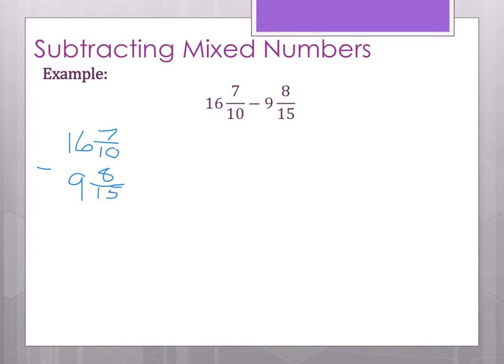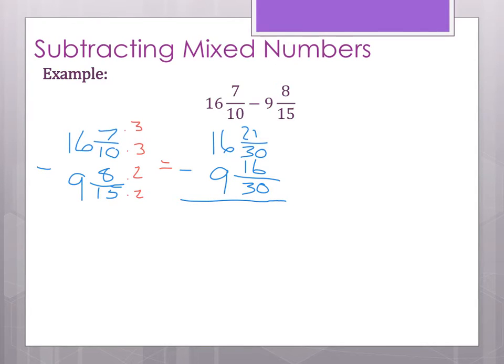The common denominator between 10 and 15 is going to be 30, so I'll multiply 10 by 3 and 7 by 3. And then I'll multiply the 15 by 2 and the 8 by 2 as well, so I can rewrite this problem. Now I get 16 and 21/30 minus 9 and 16/30. And I'm ready to subtract.